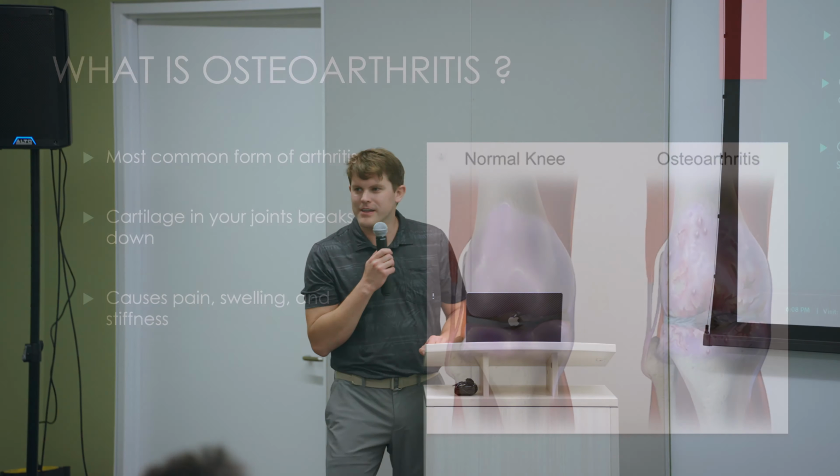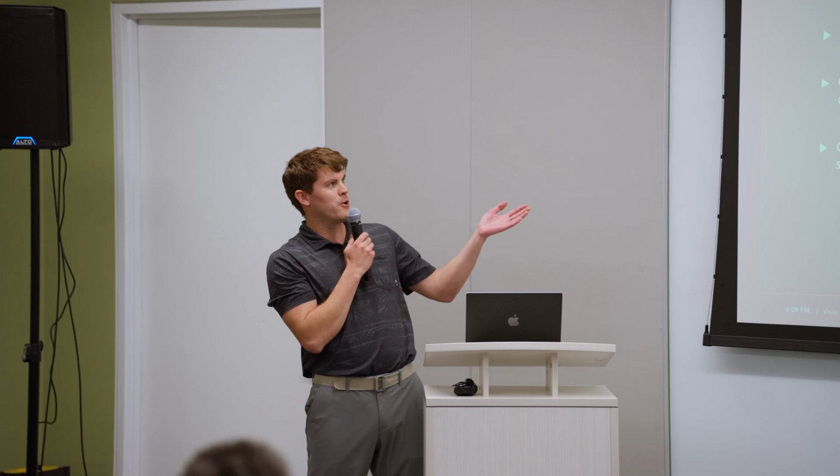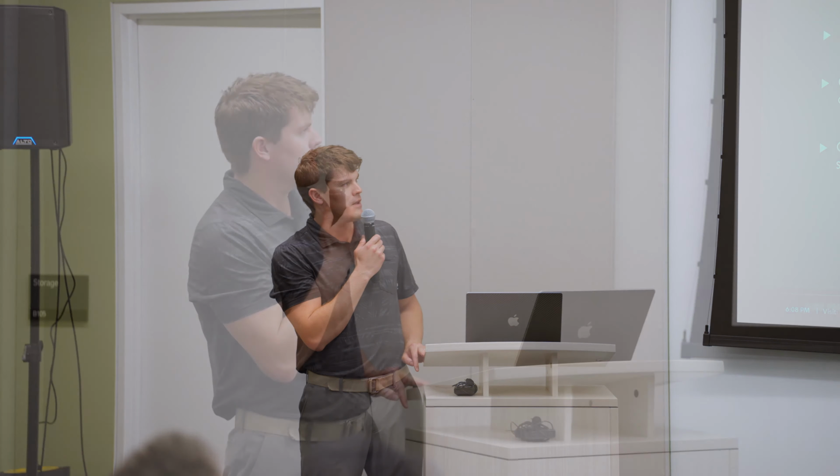So first of all, what is osteoarthritis? It's the most common form of arthritis. You've probably heard people talk about rheumatoid arthritis, psoriatic arthritis, maybe for that term. Gout is a form of arthritis. Usually when people say they have arthritis, they're talking about osteoarthritis. It's the most common form. It is when cartilage in your joints breaks down. That's the main cause of it.